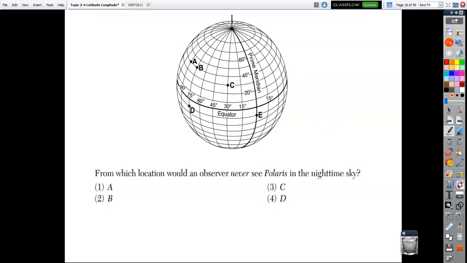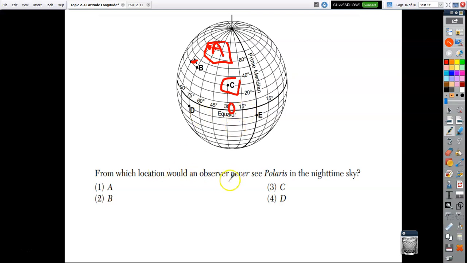Another question they could throw you, I'm trying to think of another way they could do it. They might say, well, it'd be tricky on this one, but let's say A wasn't here, and they put A up here more, and they might say, from which location would Polaris be the highest in the sky? So in that case, you would have picked A. Or they could have said, from which location, A, B, C, or D, is Polaris the lowest? You would have picked C, because that's the closest to 0, right? Closest to the equator. So something like that they could have given you.